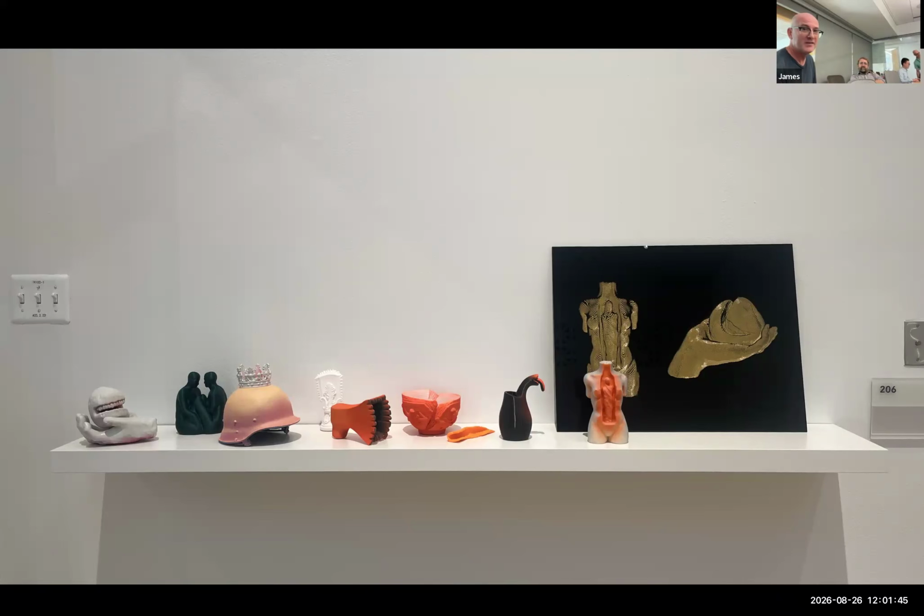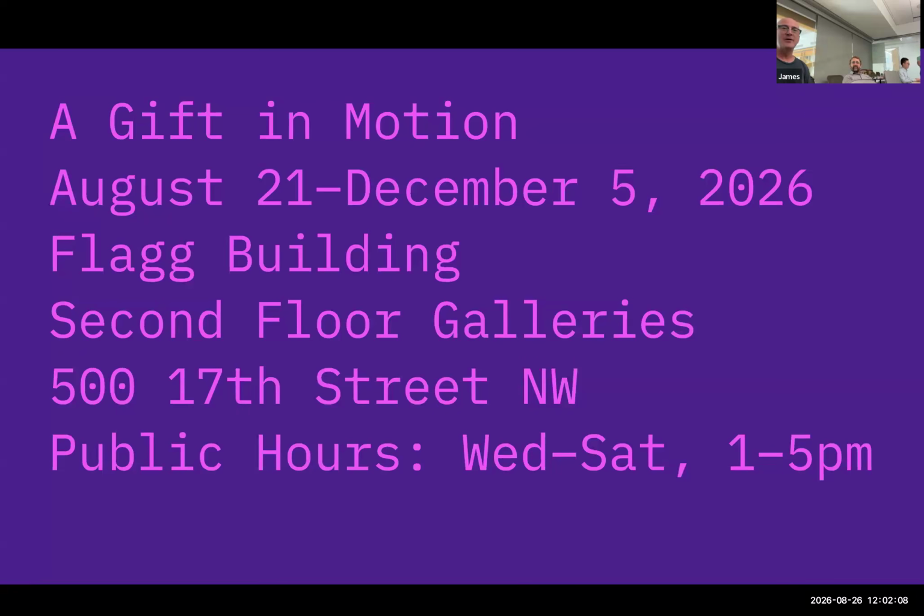This little array of stuff that you see is actually up in the Corcoran, at the faculty staff exhibition that soft opened last week. And then there was a little drama on Monday, so there's a little bit of rework happening on the show, but the show's basically up. If you want to see this stuff in real life, the show's called The Gift in Motion. It's up till December 5th at the Flag Building, and the gallery's on the second floor, 517th Street Northwest. Public hours are Wednesday through Saturday, 1 to 5. You are all invited to come check it out. And that's all I got.